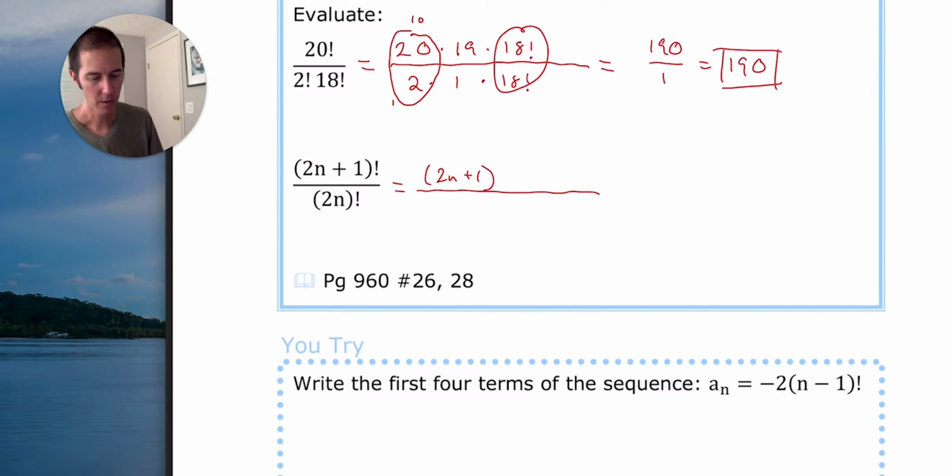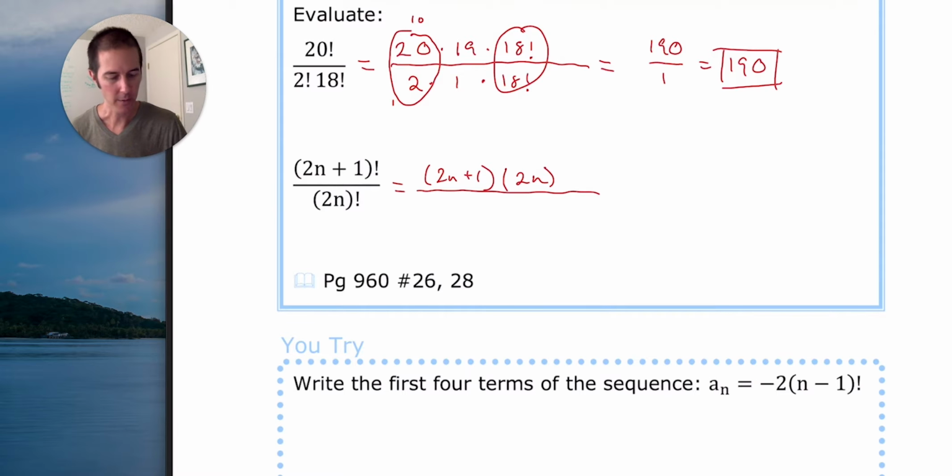This time, it's 2n plus 1 factorial. So the first number I'm going to write down is 2n plus 1. The number or the multiple or the factor that comes after it is 1 less than 2n plus 1. And how do you decrease something by 1? You subtract 1 from it. And what's 2n plus 1 minus 1? 2n.